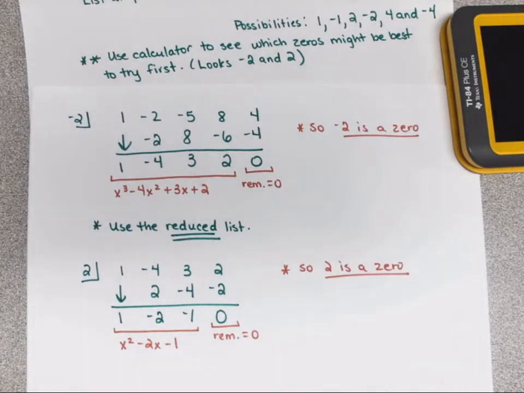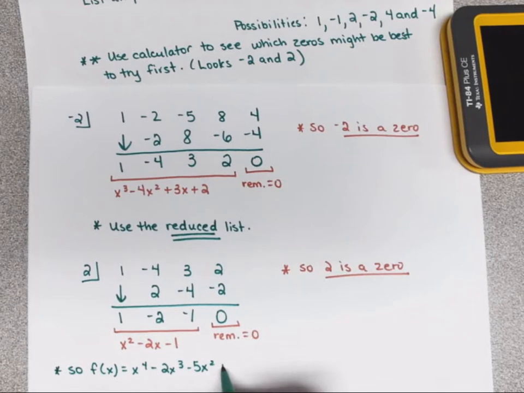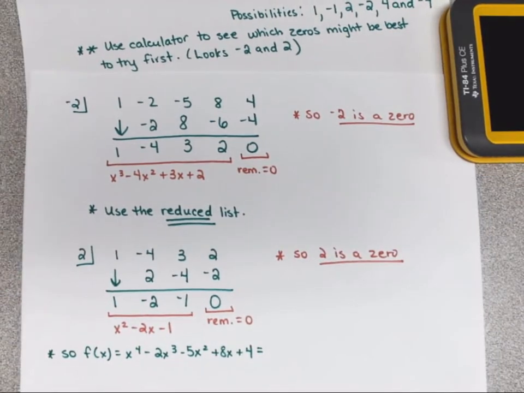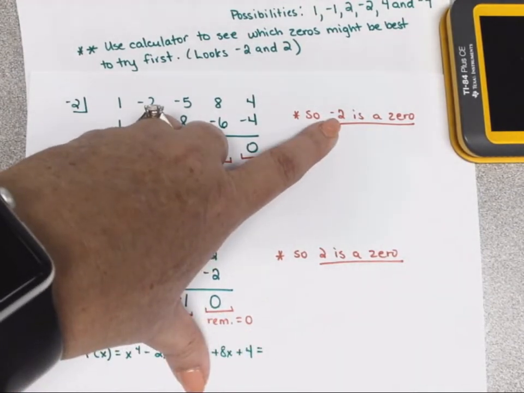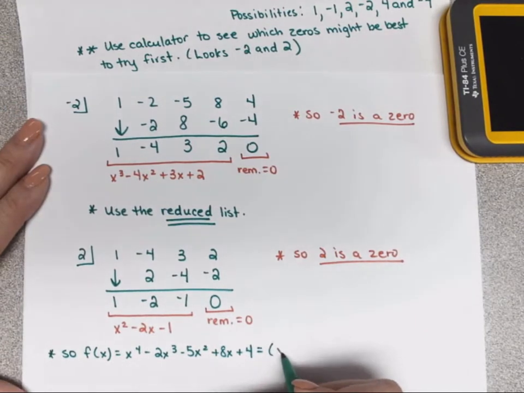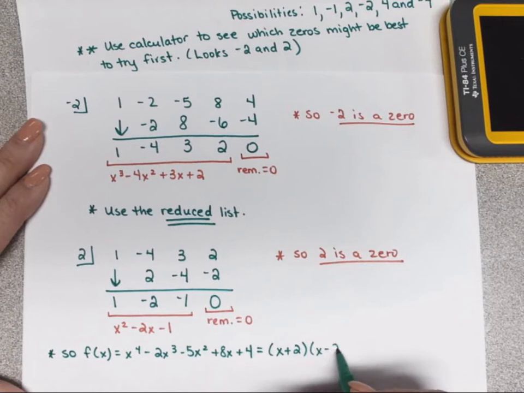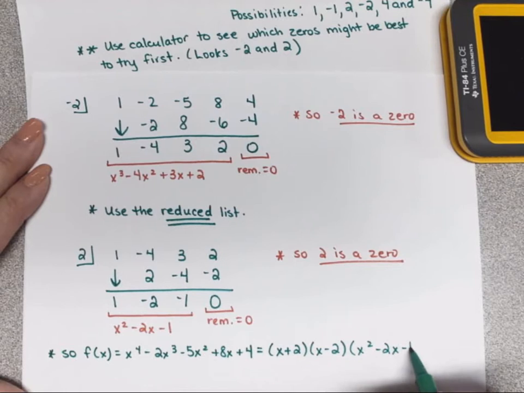Okay, so far this is what we have. We have that f of x, which was x to the 4th minus 2x cubed minus 5x squared plus 8x plus 4. That was our original equation. Now we do need to remember to change the signs, right? So what kind of parenthesis thing do I get for -2? I get x plus 2, right? And then what about here? I get x minus 2, and then I get the result that I got, which was x squared minus 2x minus 1.